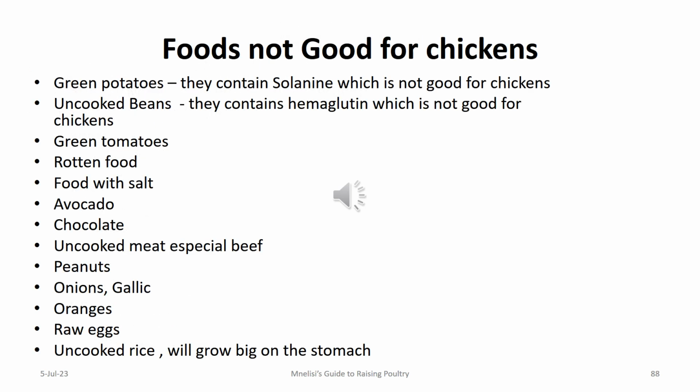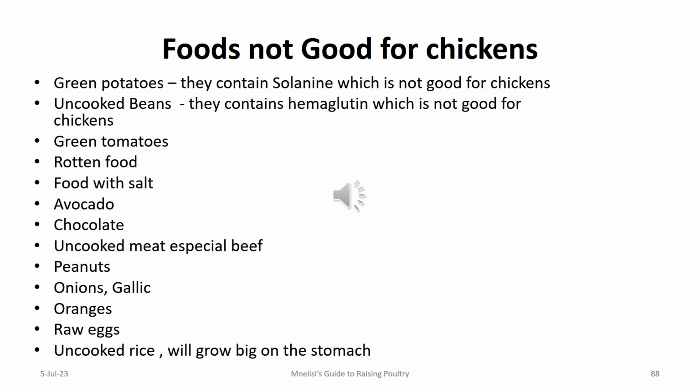Food that is not good for chickens. Here's a list of food that is not good for your chickens. Green potatoes. They contain solanine, which is not good for chickens. Uncooked beans. They contain hemagglutinin, which is not good for chickens.